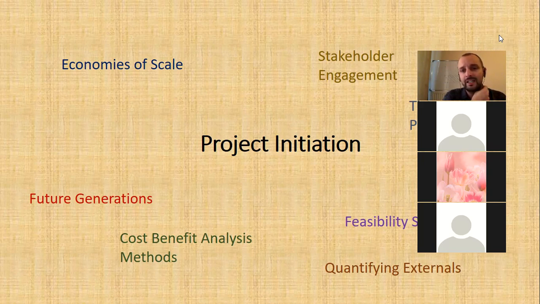So in order to do that, you need to quantify all of the externals. Very hard thing to do, but we can use different methods to quantify and put dollar values on externals. We talked about willingness to pay or cost to repair and things like that. And then there's various methods we can use in the CBA, the cost benefit analysis.